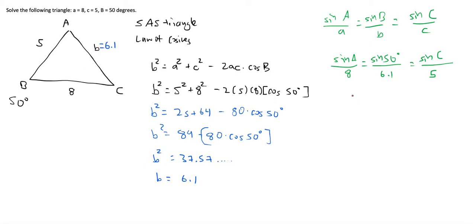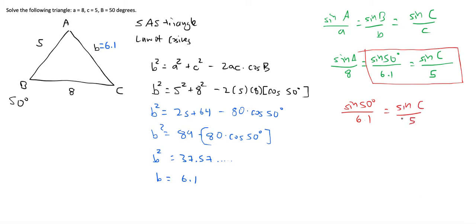So let's go ahead then. It doesn't matter, let's find C first. So we'll use this proportion in order to find the value of C. So sine of 50 degrees over 6.1 equals the sine of C over 5. We'll cross multiply, so 6.1 times the sine of C equals 5 times the sine of 50. And we'll divide out the 6.1 here, so we get sine of C equals 5 times the sine of 50 all over 6.1.